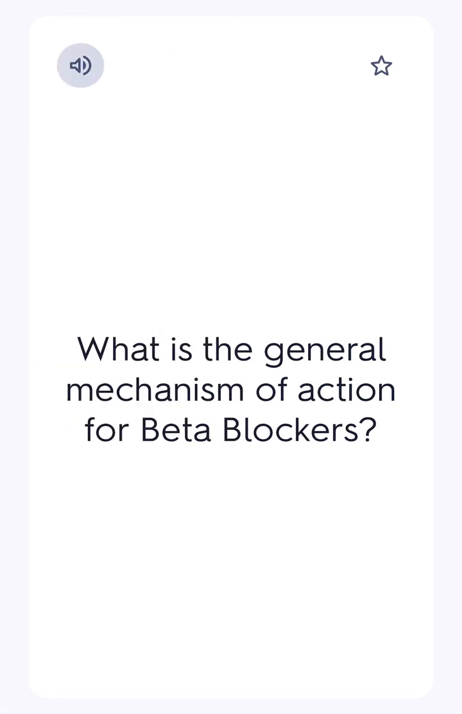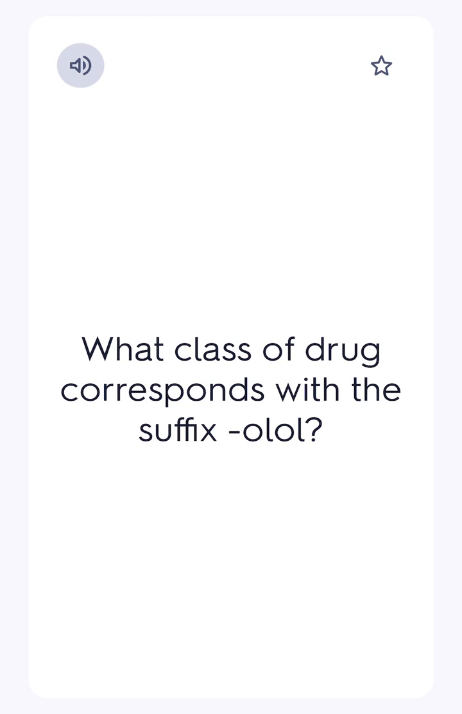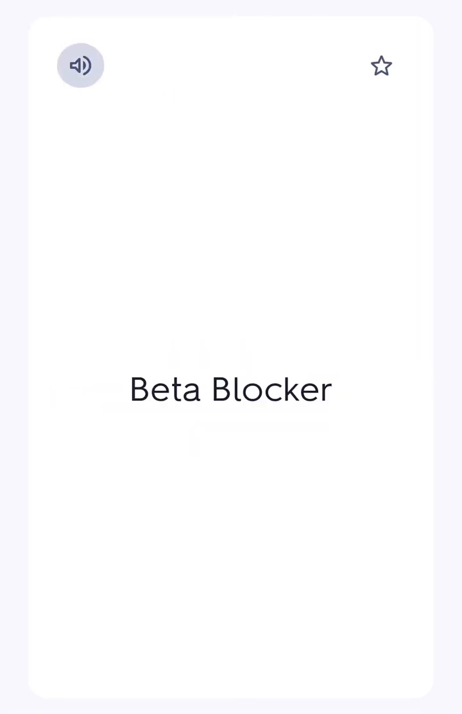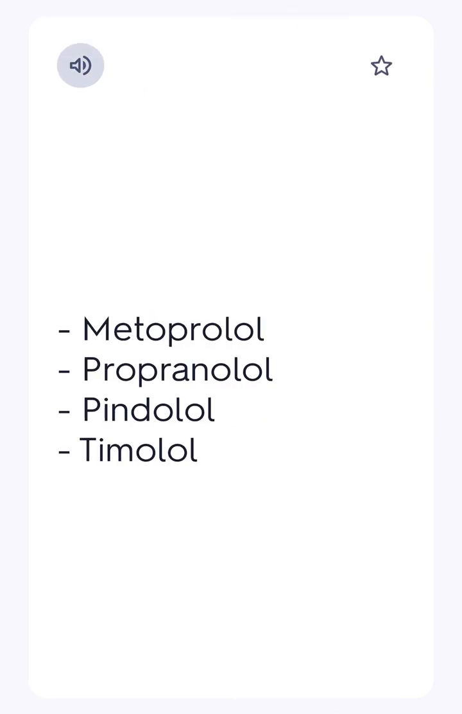What is the general mechanism of action for beta blockers? Heart beats more slowly and with less force, thereby reducing blood pressure. Beta blockers also help blood vessels open up to improve blood flow. What class of drug corresponds with the suffix -olol? Beta blocker. What are some examples of beta blockers? Metoprolol, propranolol, pindolol, timolol.